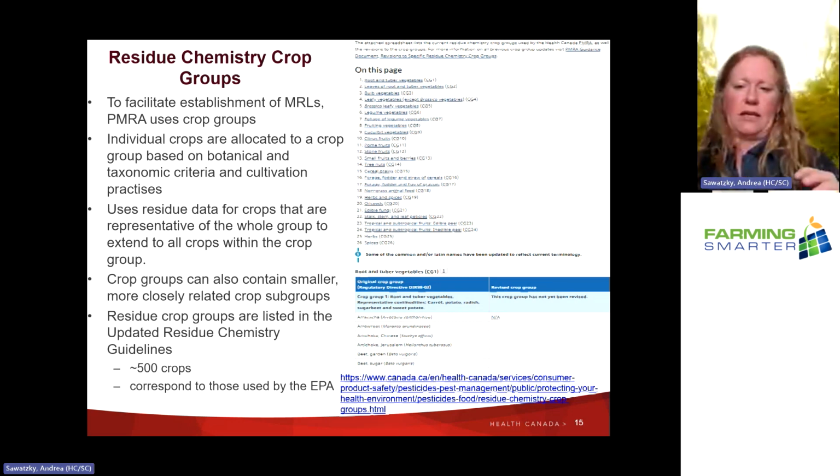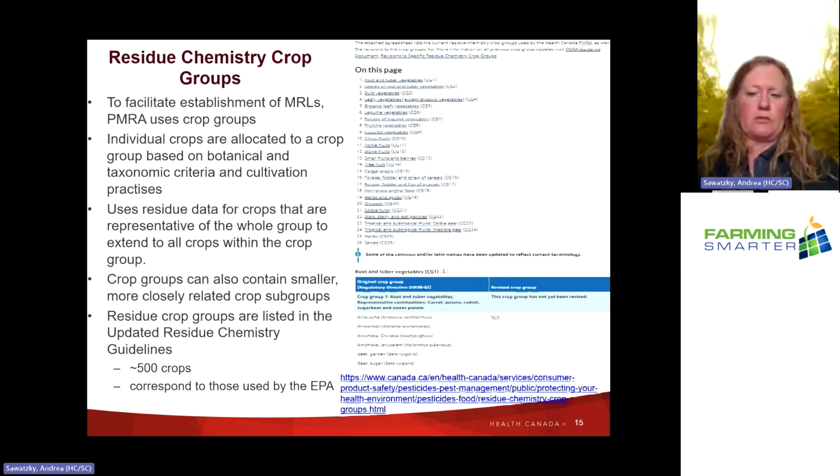By simplifying the MRLs, they can use the residue data for crops that are representative of the whole group, right? Crop groups can also contain smaller or more closely related groups or subgroups. So you have the major groups and you can have subgroups underneath that, or subcrops, right?